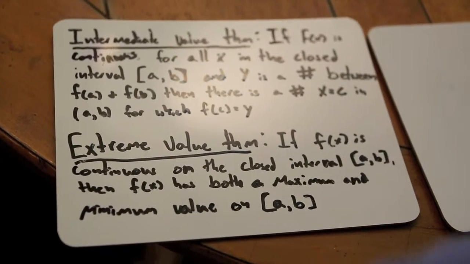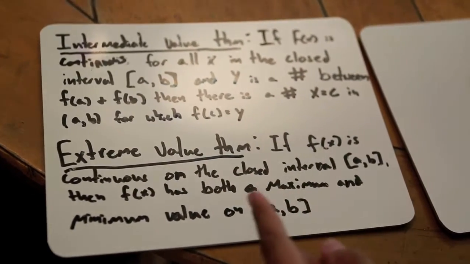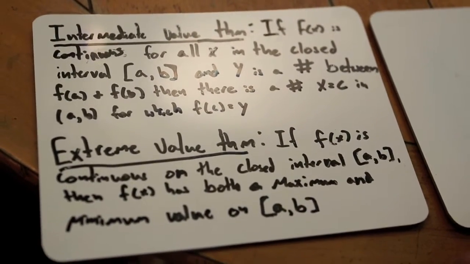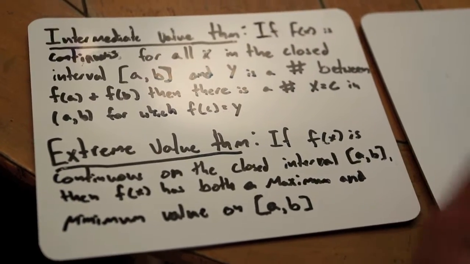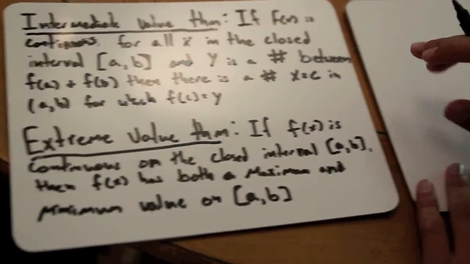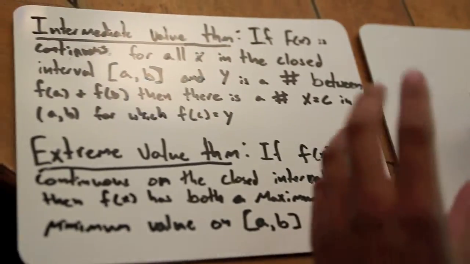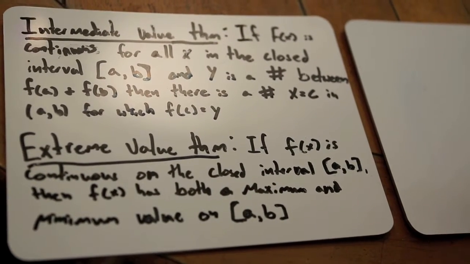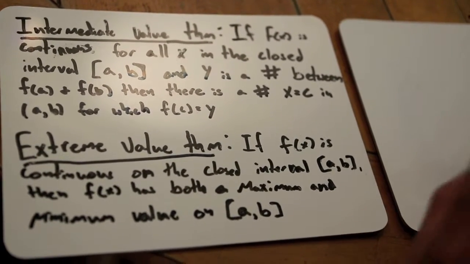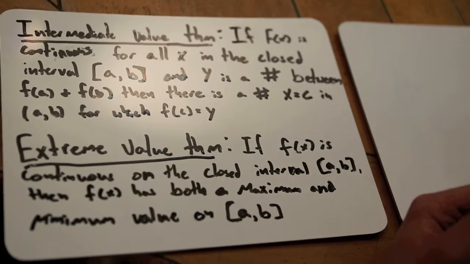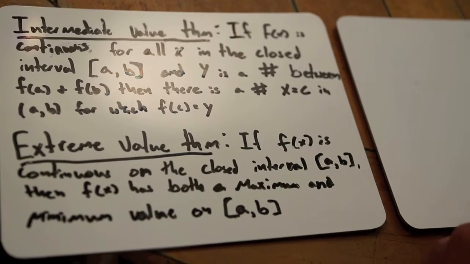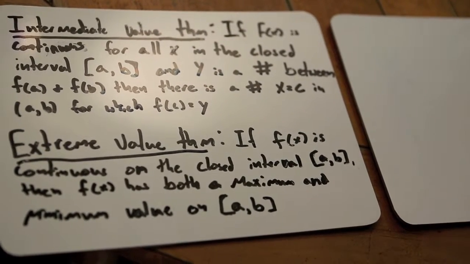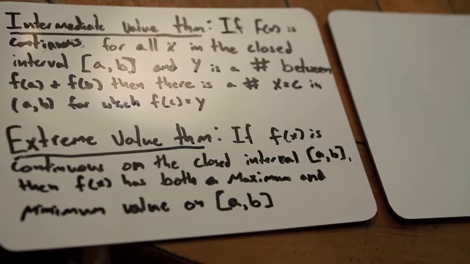Okay, so the next thing we'll be talking about is the intermediate value theorem and the extreme value theorem. Both of them are theorems that are true when you know that the function is continuous. So the actual definition is very long and verbose. It's if f of x is continuous for all x in the closed interval a through b, and y is a number between f of a and f of b, then there is a number x equals c in a, b for which f of c equals y.